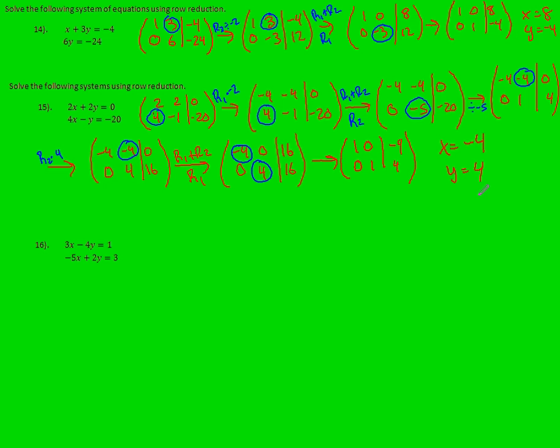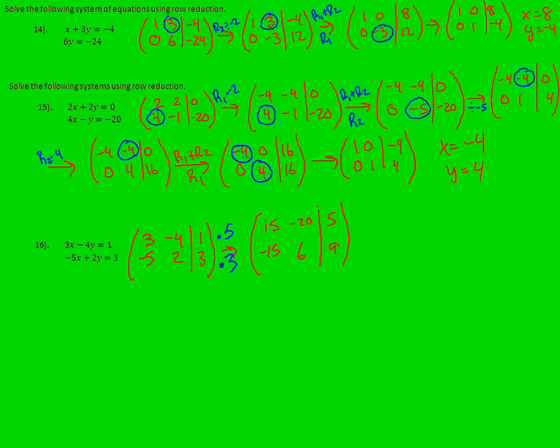Alright, and number 16. Continuing forward, we're going to have 3, negative 4, and 1, negative 5, 2, and 3. I need to get the bottom left entry into a 0. The only way I can do that, I can't multiply 5 by anything to get to 3 or vice versa. So what I'm going to do is take the top row, multiply it by 5, bottom row, multiply it by 3. So when I do that, I should get, up top, 15, negative 20, and 5 in the augmented column. I should get negative 15, 6, and 9 in the bottom row.